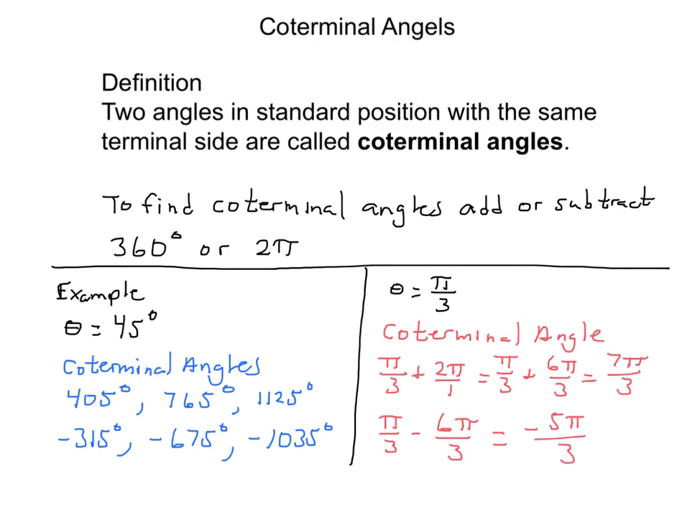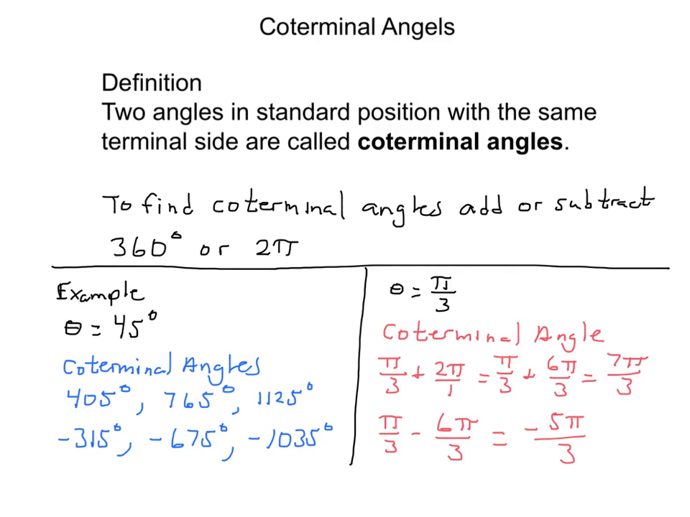Now when we're working in radians, it's the same idea. We can keep adding or subtracting a revolution, but the issue is that we're adding or subtracting 2 pi. So, for example, I took pi over 3. I'm going to let theta equal pi over 3, and I want to find coterminal angles to that. Well, to get one coterminal angle, I'm going to add 2 pi, which I think of as 2 pi over 1. I get the common denominator, so I'm going to multiply top and bottom here by 3. So I get pi over 3 plus 6 pi over 3. And so I get 7 pi over 3.